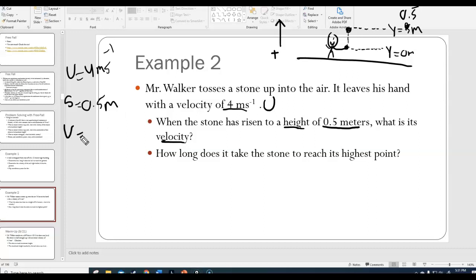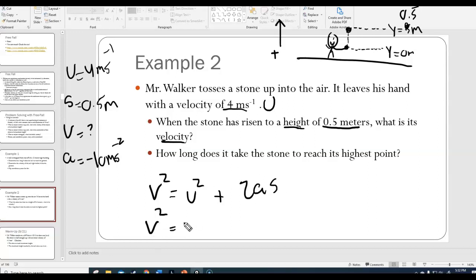Now I'm asked about the velocity, so v is my unknown, and then the acceleration, because the stone is assumed to be in free fall, and because I have a coordinate system whereby up is the positive direction, that is going to be negative 10 meters per second squared. I choose the kinematics equation that has those variables in it, and that is going to be v squared equals u squared plus 2as. I'm looking for v. I have u, so 4 squared plus 2 times negative 10 times 0.5.